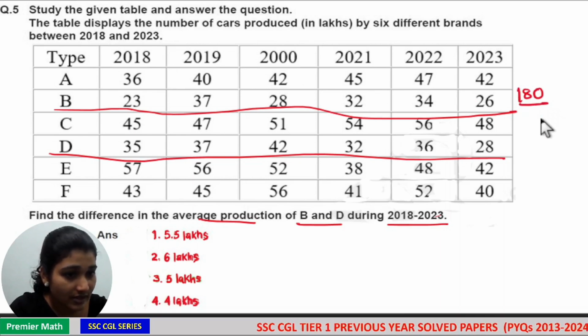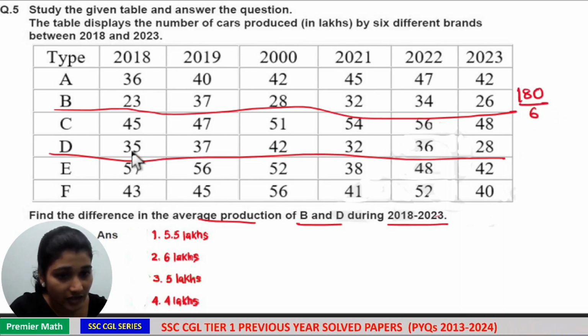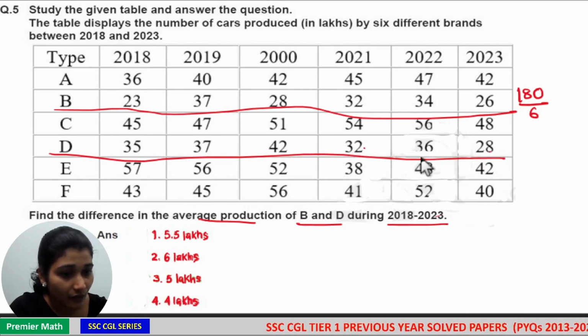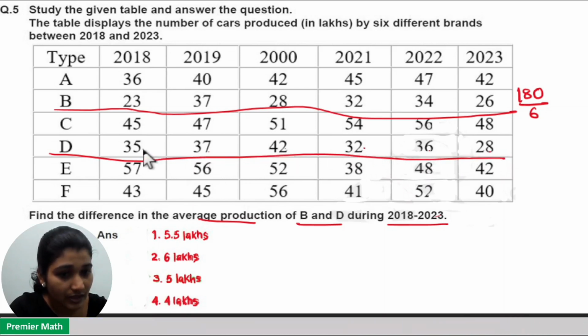Now there are total 6 years. So 180 by 6 is the average. Here 30 plus 30, 60. Plus 40, 100, plus 60, 160 plus 20, 180. 180 plus 10, 190, 190 plus 8, 198, 198 plus 12 is equal to 210.